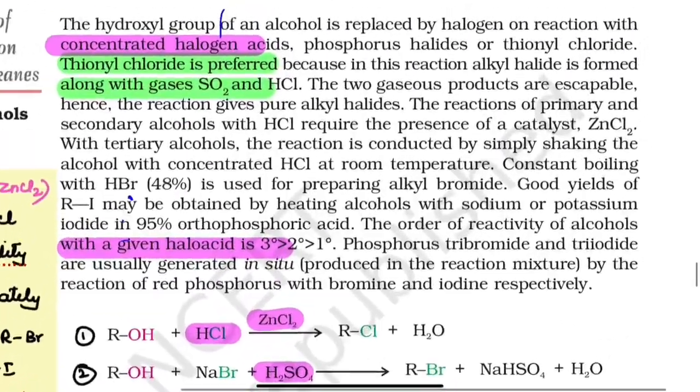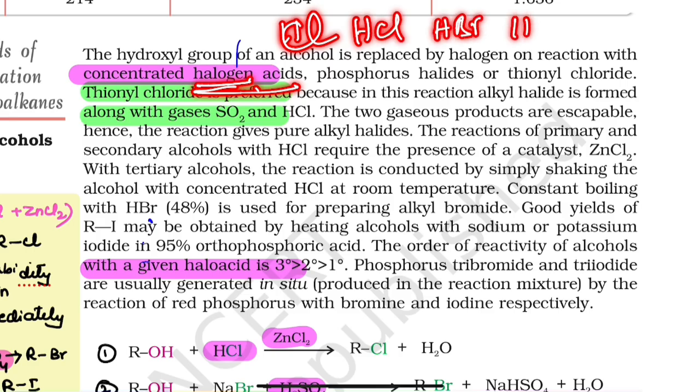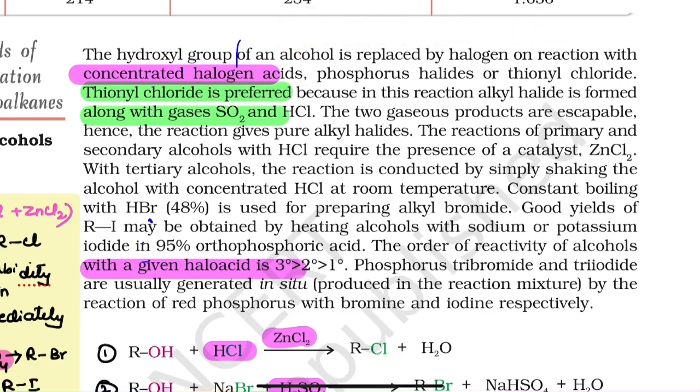So here we will see what is given. The hydroxyl group of alcohol is replaced by halogen on reaction with concentrated halogen acid. So students, halogen acid meaning is HCl, HBr, HI, all these are called halogen acid. Then phosphorus halide, thionyl chloride. Thionyl chloride is preferred. I told you thionyl chloride is preferred because SO2 and HCl are gases, which will be going out easily.